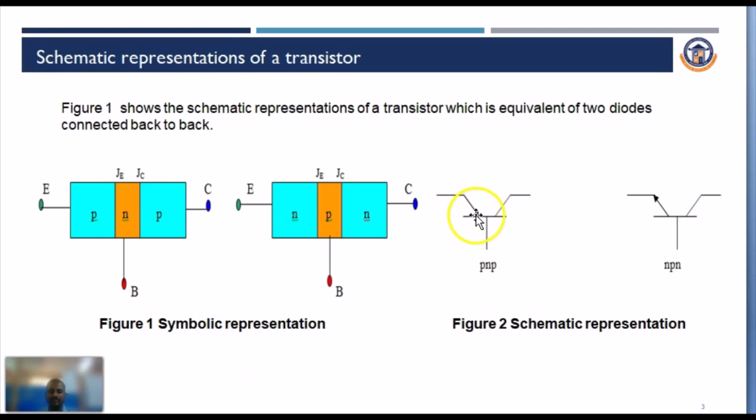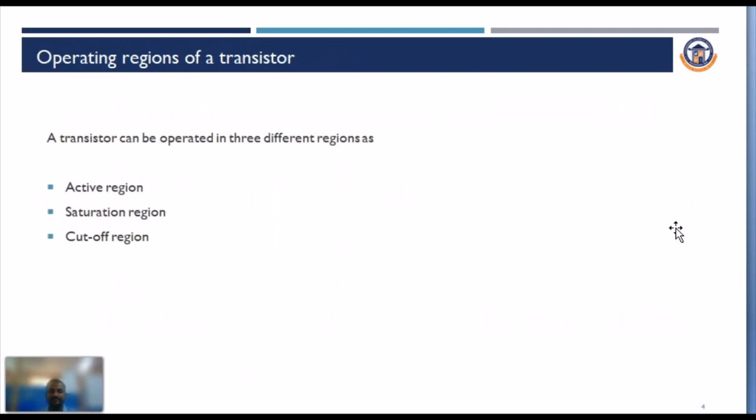Here the arrow mark pointing into the base terminal indicates a PNP transistor, whereas the arrow mark pointing out indicates an NPN transistor.